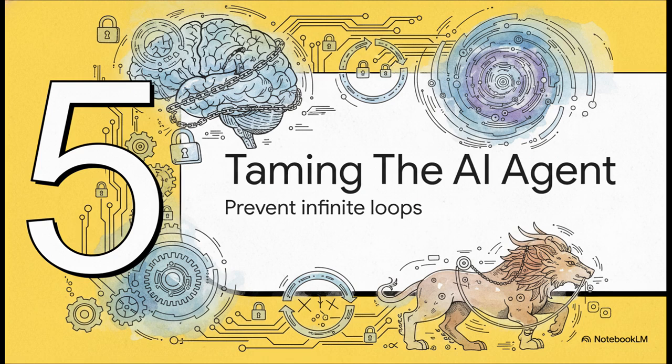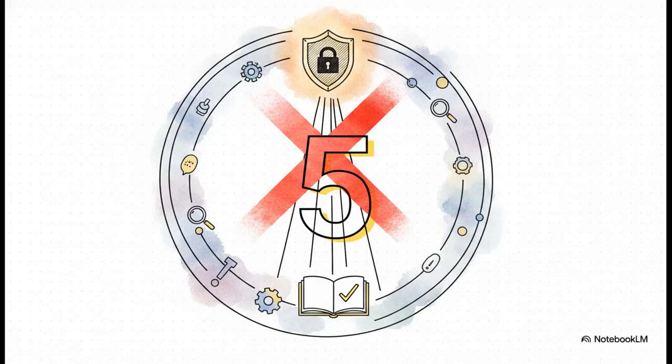Section 5. Taming the AI agent. Preventing infinite loops and crashes. All right, so the architecture is finally stable, right? Well, next, the developers had to build some code-level guardrails for the AI agent itself. And funny enough, we are right back to the number 5.